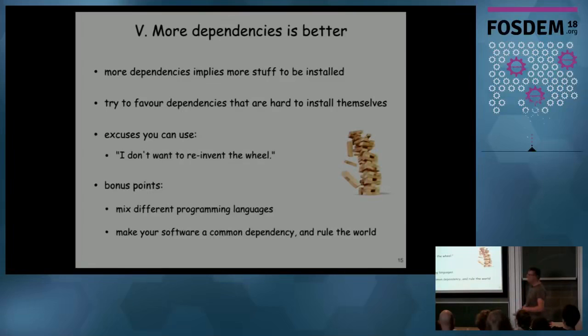Yeah, you don't want to reinvent the wheel, right? So you use dependencies rather than doing stuff yourself. That makes sense. So you get a Jenga tower like this. Use dependencies with different programming languages. Again, another factor of difficulty. People hopefully don't know about, let's say, OCaml, so try to use OCaml. And then to reverse it a bit, make your software a common dependency and try to rule the world.